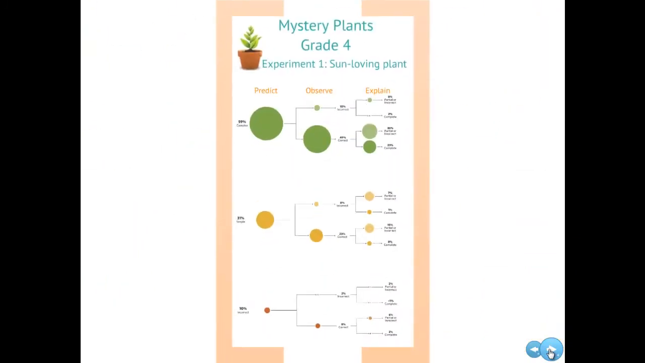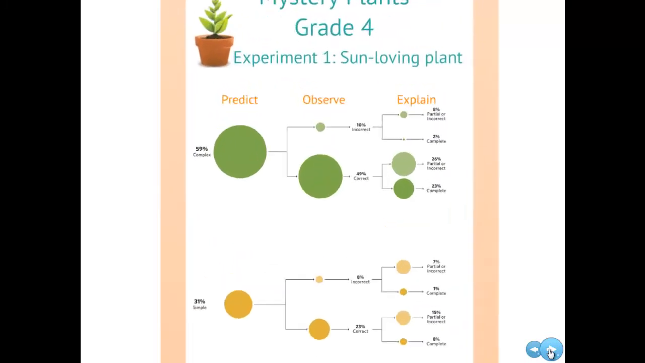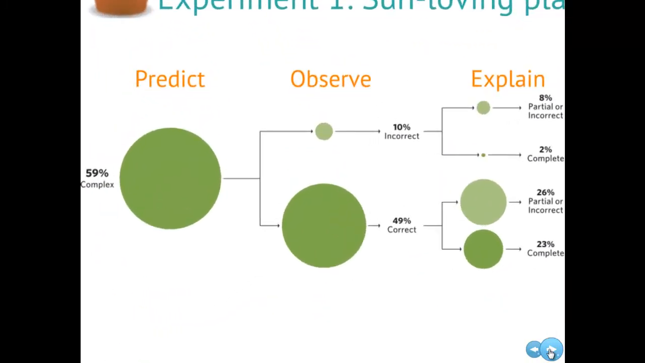When we look at how students performed across the 3 steps in Experiment 1, predict, observe, explain, we see some interesting patterns. For example, looking just at the 59% of students who showed complex prior knowledge in Step 1, if we follow the dark green circles to the right, we see that 49% both showed complex knowledge and correctly completed Step 2. And that 23% received complete credit on all 3 steps.